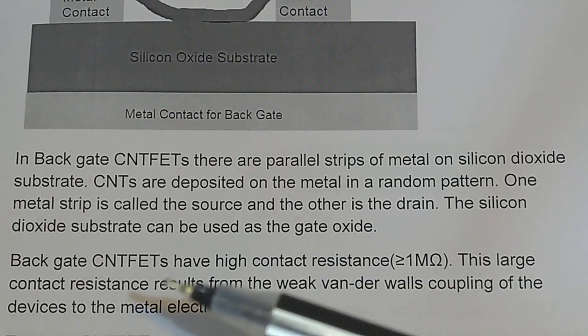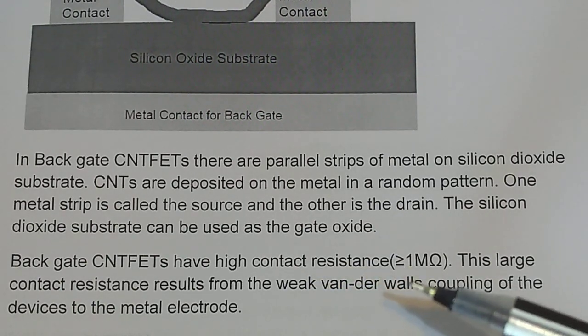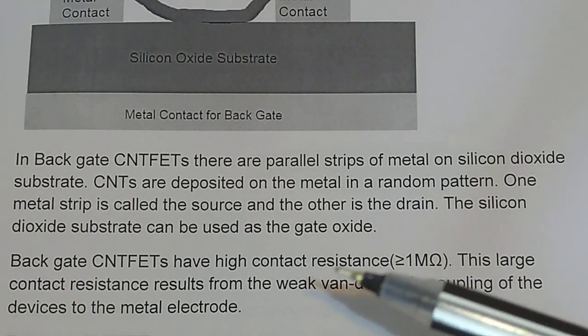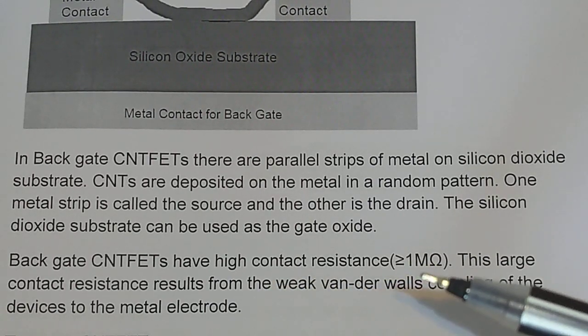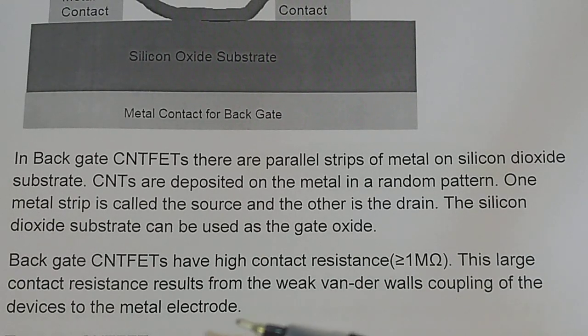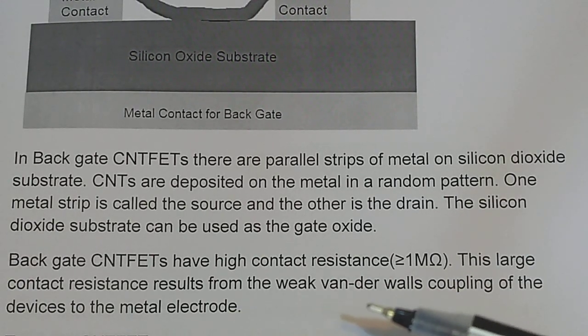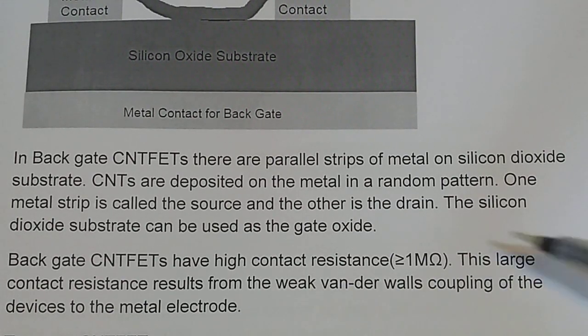Back gate carbon nanotube field effect transistors have high contact resistance. Basically, the contact resistance of a CNT FET is of the order of 1 megaohm or more than 1 megaohm, and this large contact resistance results from the weak van der Waals coupling of the device to the metal electrode.